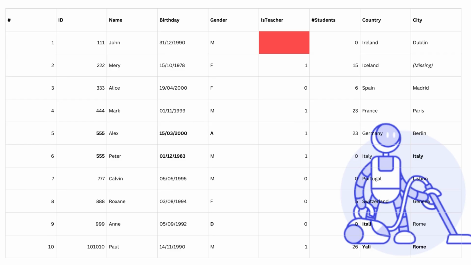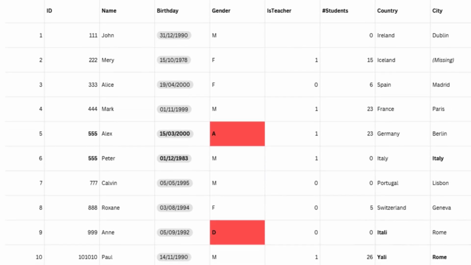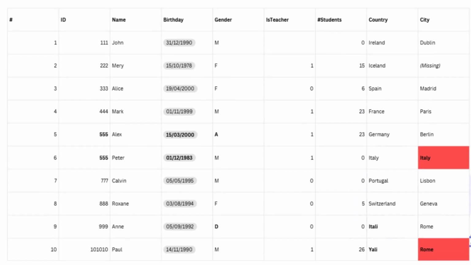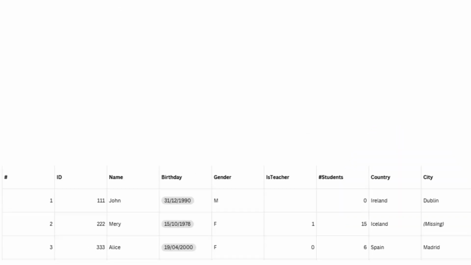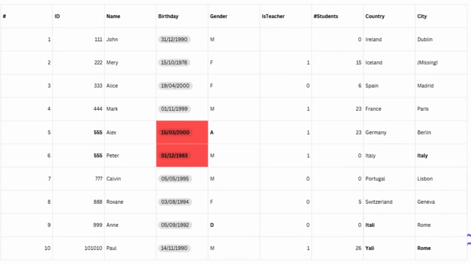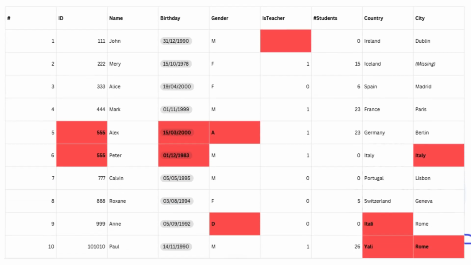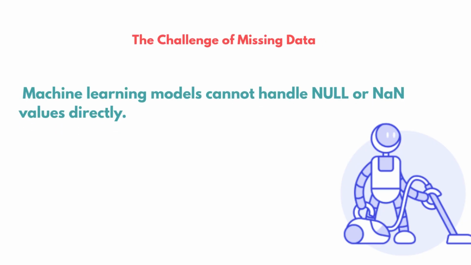Missing values, where some data entries are blank. Invalid values, like having a gender value as A instead of M or F. Misfielded values, where a value appears under the wrong column. Misspellings, such as Itly instead of Italy. Duplicate or non-unique IDs, and format issues, like inconsistent date formats or name structures. These types of errors are extremely common in real-world datasets, and if left uncorrected, they can cause major problems during model training.